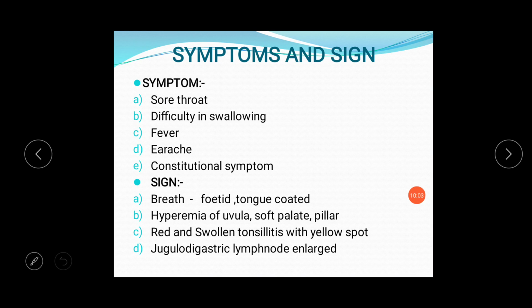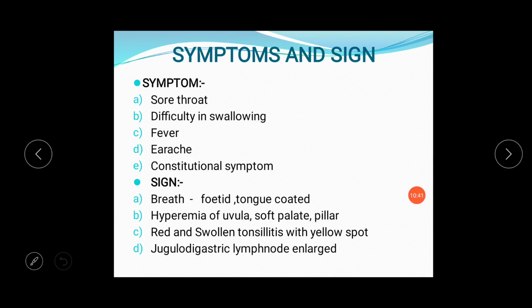Symptoms and signs. The patient will develop sore throat or foreign body sensation in the throat, difficulty in swallowing, more likely pain while swallowing, which is known as odynophagia. Infection is present, so there will be fever with body ache and malaise. Earache can be there as pain is supplied to the ear by the glossopharyngeal nerve, and other constitutional symptoms such as fever, malaise, body ache and lethargy will be present.